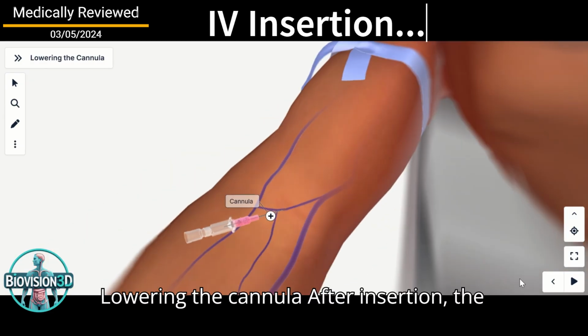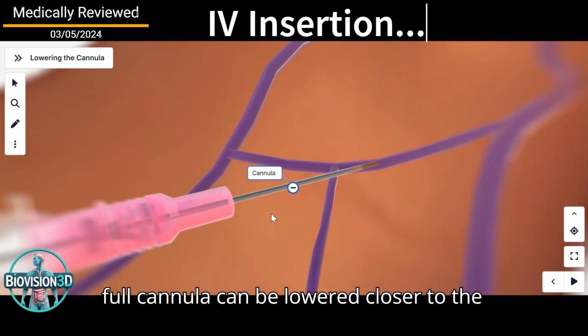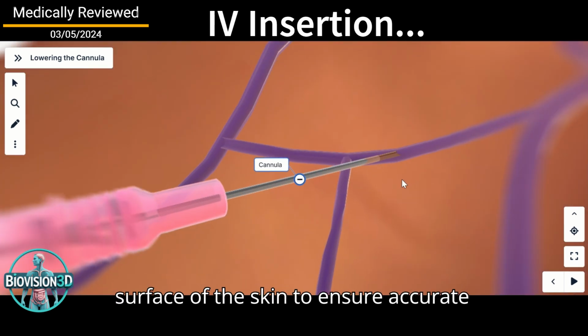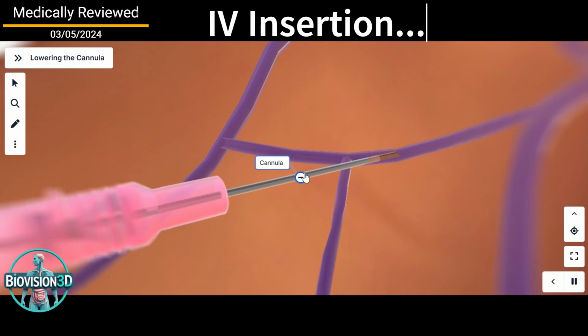Lowering the cannula. After insertion, the IV cannula can be lowered closer to the surface of the skin to ensure accurate penetration of the vein.